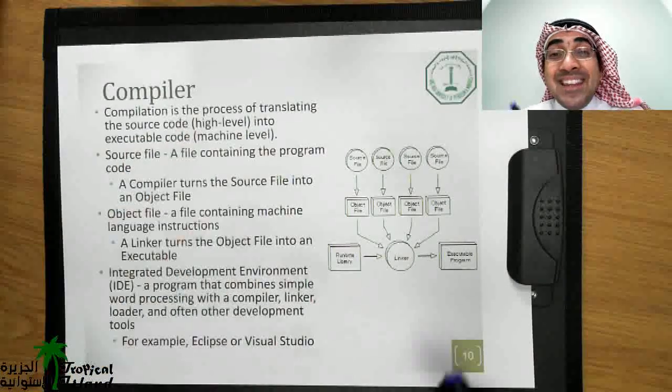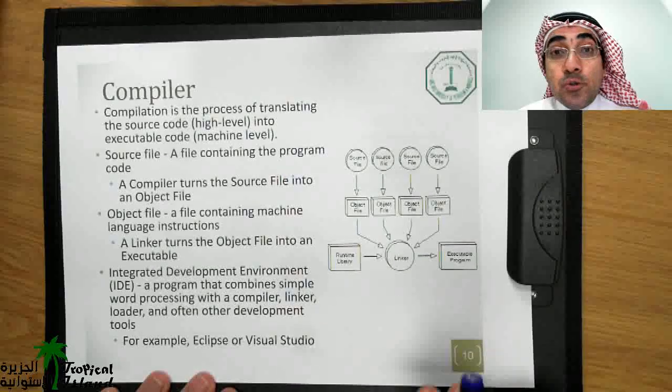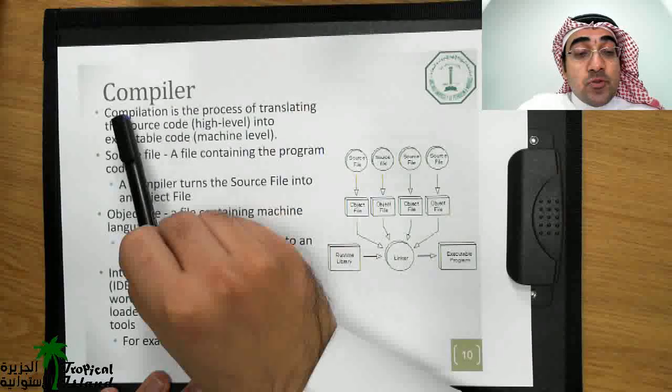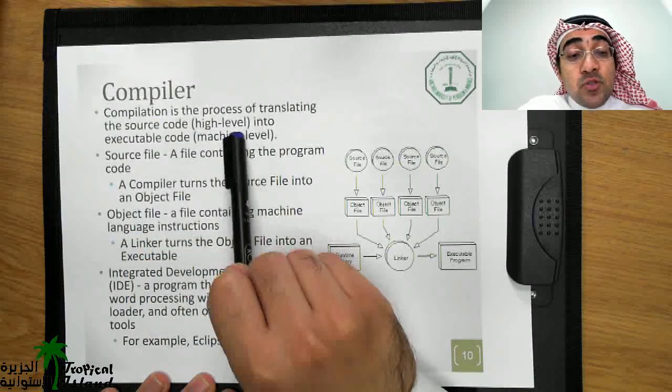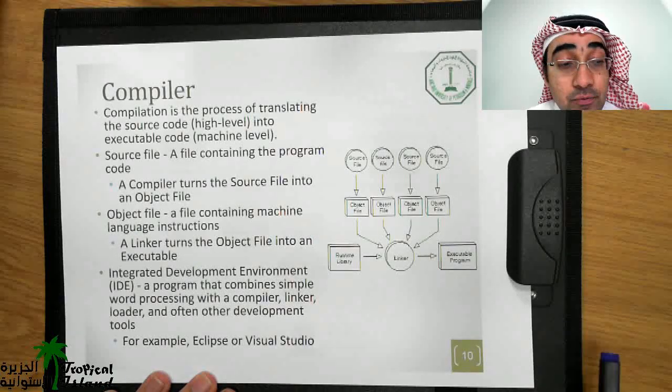A source code is anything that you write in a high-level language. So the high-level language produces a source code, and the source code actually needs to be translated to machine language, and we use a compiler to do the compilation for us.